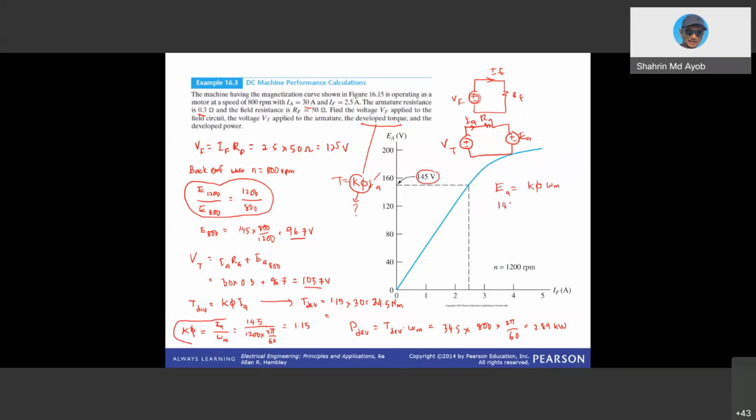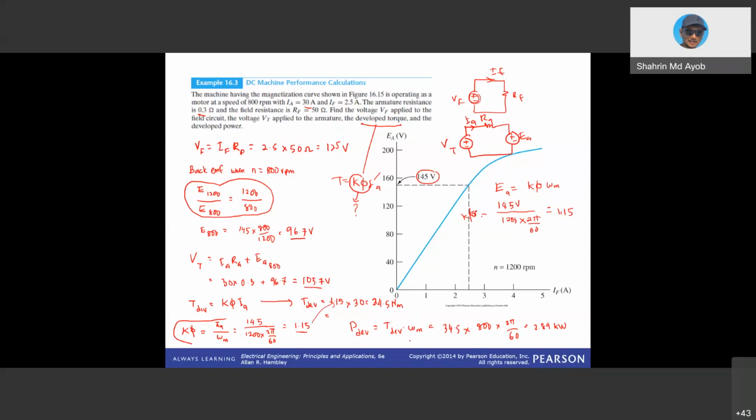The EA here is 145 volts over the speed, which is 1200 RPM. You need to convert into radian per second, so to convert it is 2 pi over 60. So you will obtain your K flux, which is equal to 115. And then we substitute this one, so we obtain that the torque developed is 34.5 Newton meter.